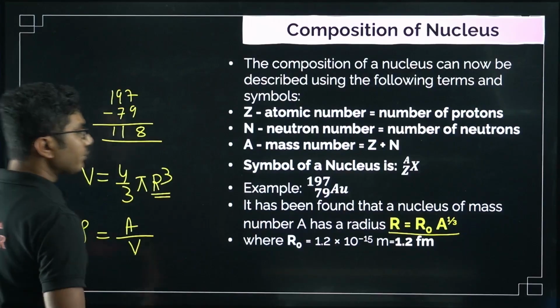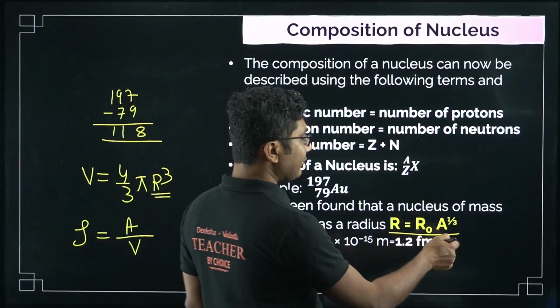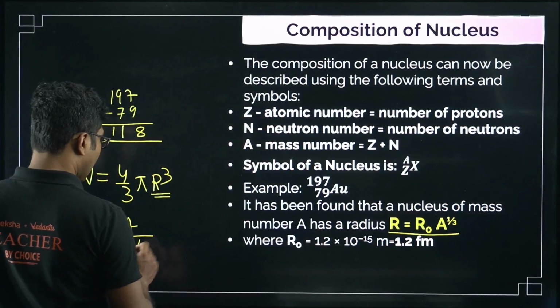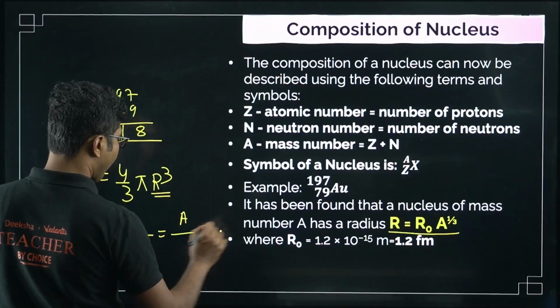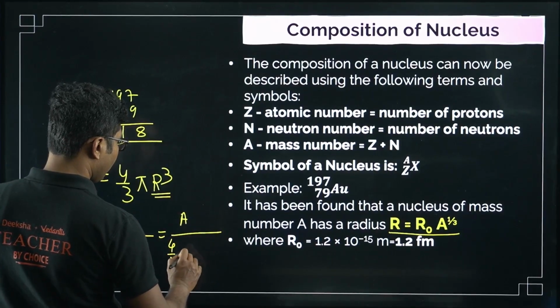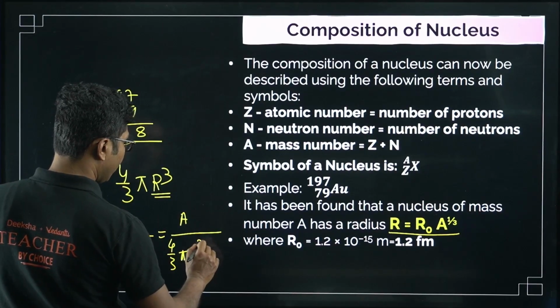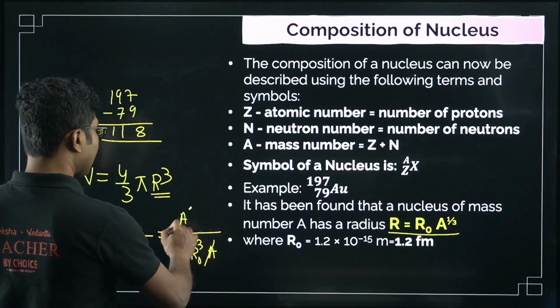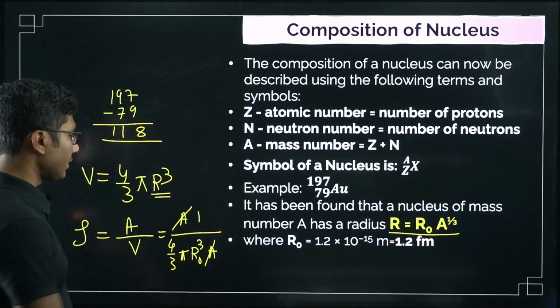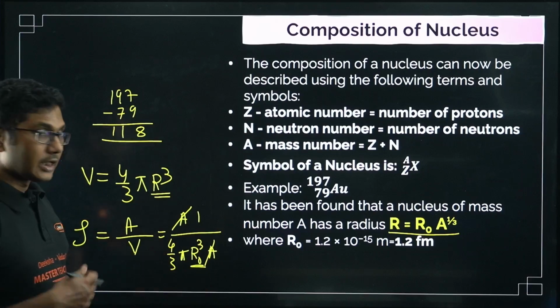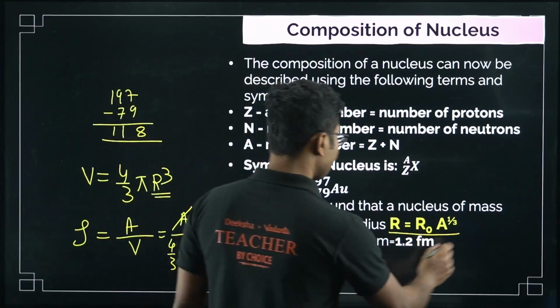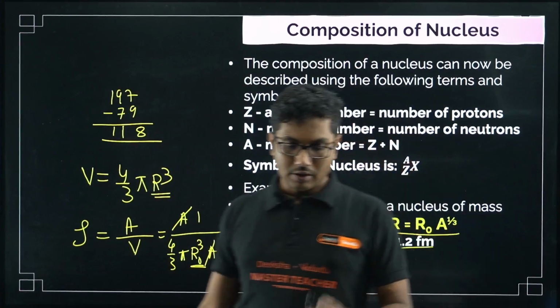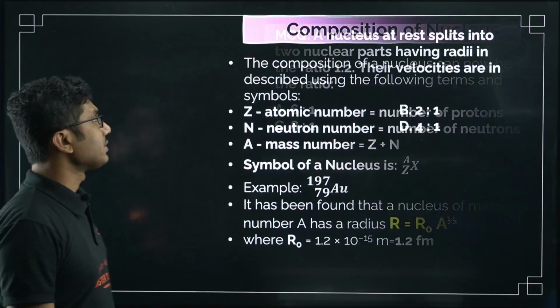Now R cube means what? R cube will be R naught cube times A to the power 1/3 cubed, that is only A. So the density is A divided by 4/3 pi R naught cube A, and you will get that the density of the nucleus is constant. It only depends on R naught, it does not depend on anything else. R naught is a constant, so the density of the nucleus is constant.